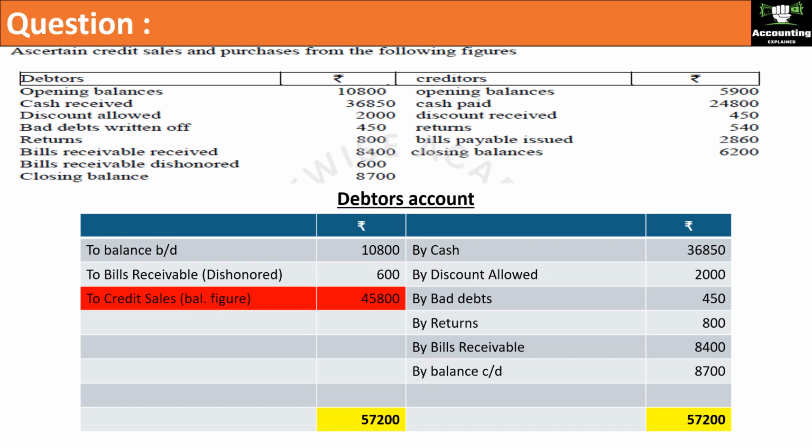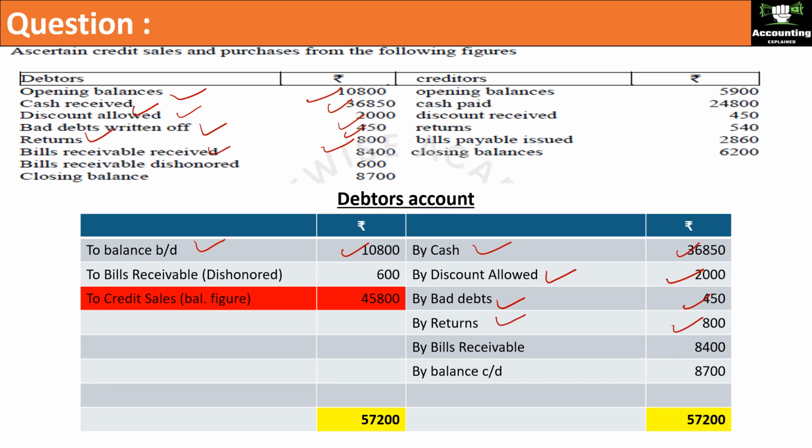So in the debtors account, opening balance of 10,800, to balance brought down 10,800. Next, cash received 36,850, by cash 36,850. The entry is cash account debit, debtors account credit. Discount allowed 2,000, discount allowed debit, debtors account credit, so by discount allowed 2,000. Next is bad debts of 450, by bad debts 450. Returns, that is sales returns 800, by returns 800.